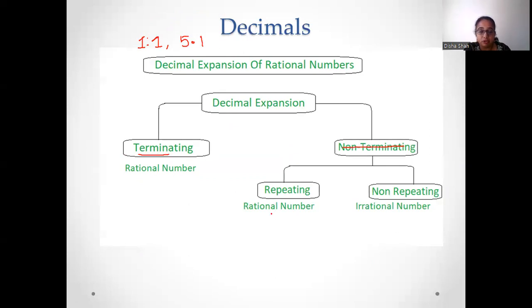In non-terminating also, there is a repeating non-terminating and there is a non-repeating non-terminating. As you can see, all the terminating decimals are rational numbers. Similarly, all non-terminating but repeating decimals are also rational numbers, but non-terminating and non-repeating numbers are irrational numbers. We will also learn about irrational numbers, but first we will learn what is a terminating decimal, what is a non-terminating, and in non-terminating, what is repeating and non-repeating.